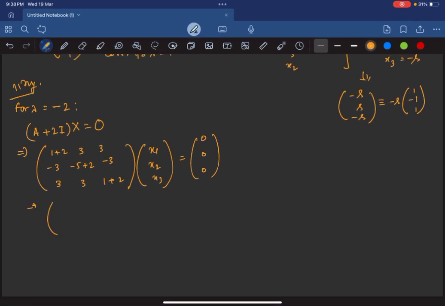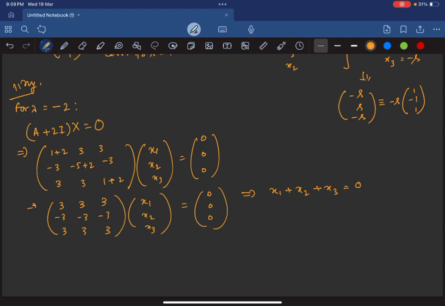So here what we have, the next step: 3 3 3, minus 3 minus 3 minus 3, 3 3 3, here we have x1 x2 x3 equals 0 0 0. Now from here if you do the calculation, you are going to get x2 plus x3 equals 0. So from here you can write x3 is equal to minus x1 minus x2. Now see here, you have one independent equation and 3 variables, so 3 minus 1, that is 2 variables you have to assign.